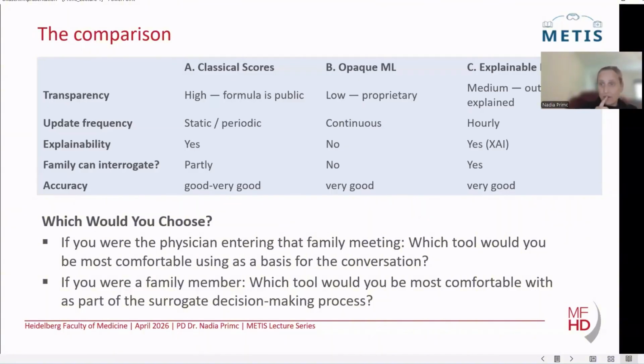I will now enable a voting tool through which you can cast your vote. So you can either opt for a scenario A, B, or C, depending on which one you would prefer as part of the healthcare team or as part of the family. Here is the vote. So you can choose between scenario A, B, and C. I will wait till everyone has locked in their preference.